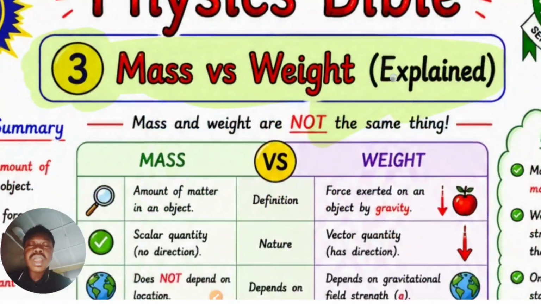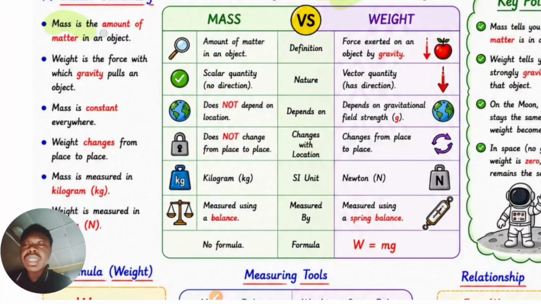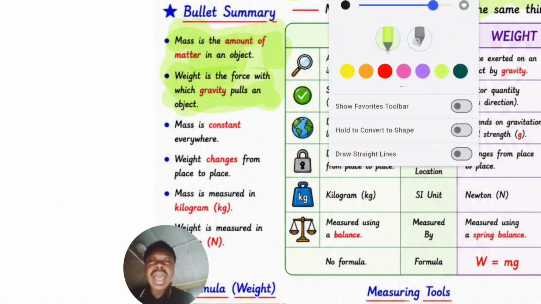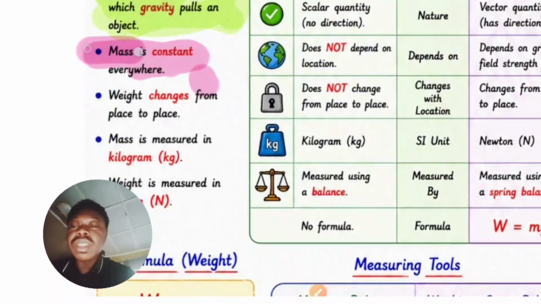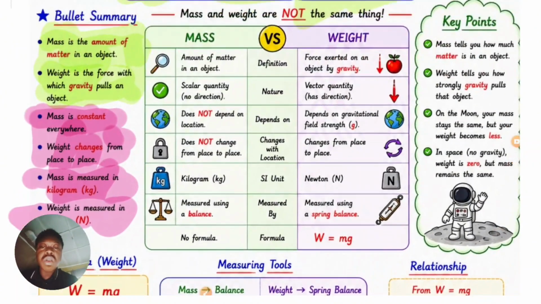So finally, what are the differences between mass and weight? You should know that mass is the amount of matter in an object, but weight is a force which gravity pulls on an object. This is one difference that you can get between mass and weight. The second difference is that mass is constant everywhere, but weight changes from place to place. Then the third difference, mass is measured in kilogram, while weight is measured in Newton. Take note of all this.